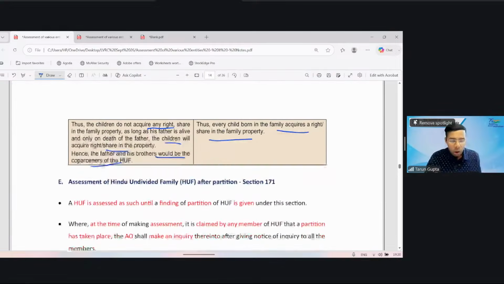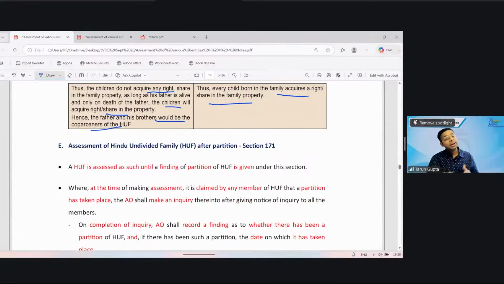Okay. So tax rate applicable to HUF, you understand? You understand what is HUF? What are the two schools of law? One is applicable in West Bengal and Assam, and the other is applicable in the rest of India.